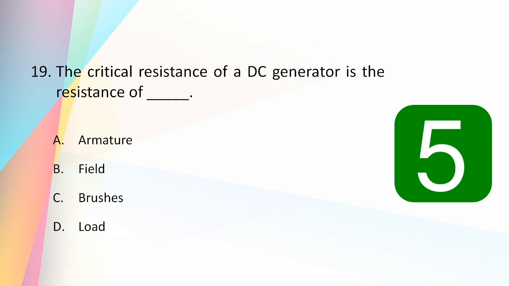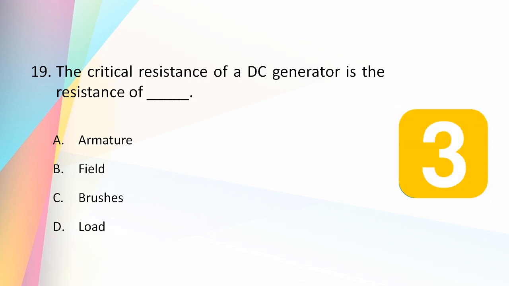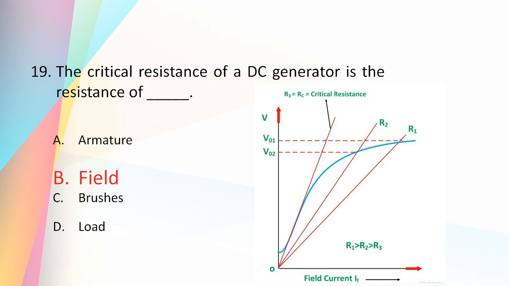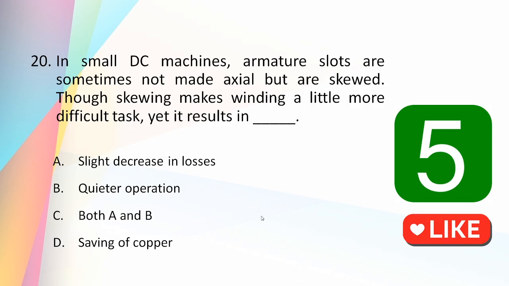The critical resistance of a DC generator is the resistance of armature, field, brushes, load. And the critical resistance is the resistance of the field. I have already discussed in one of my previous videos what critical resistance is. It is the maximum resistance up to which the generator will excite, and this is the resistance of the field.